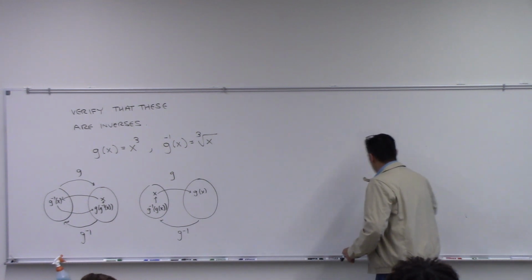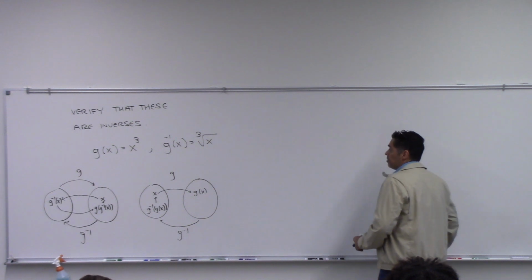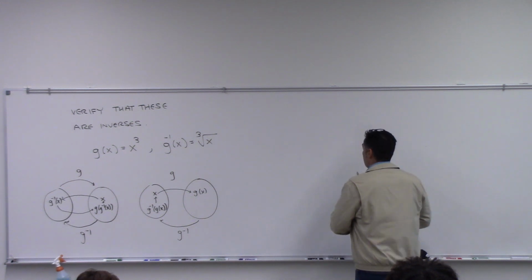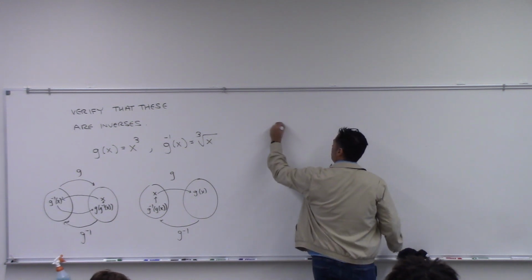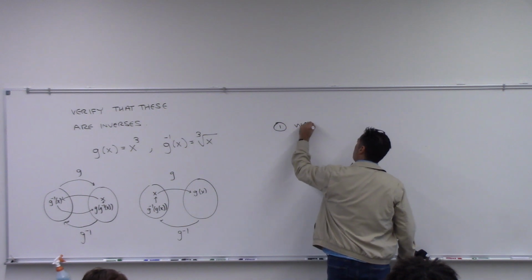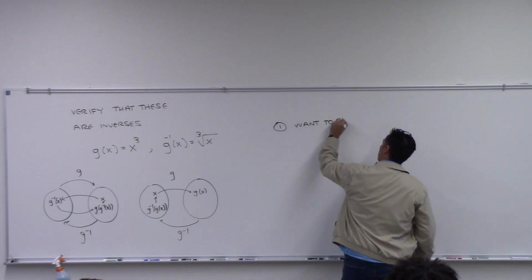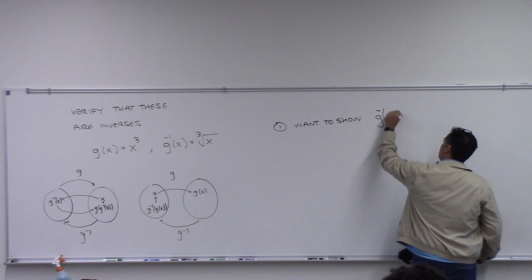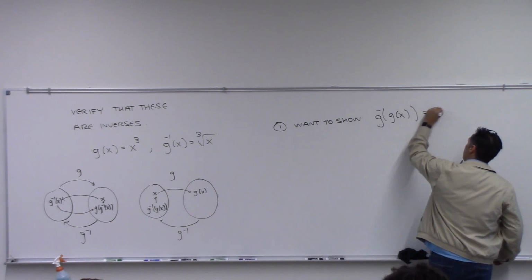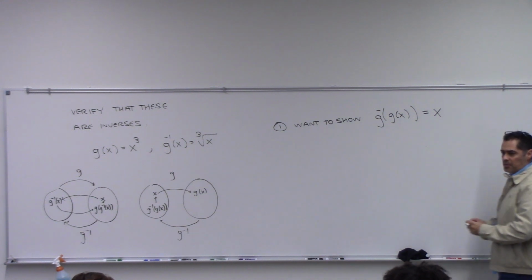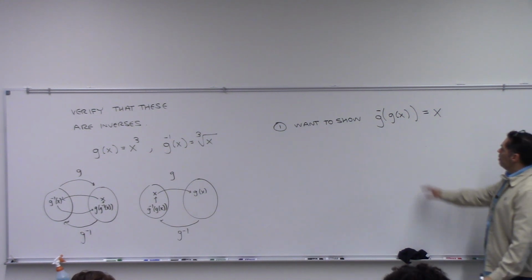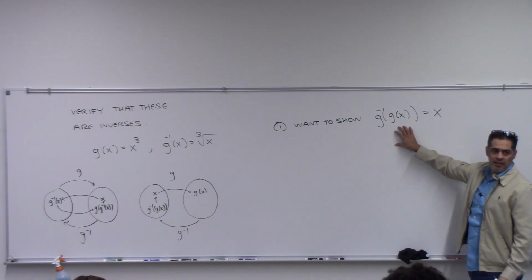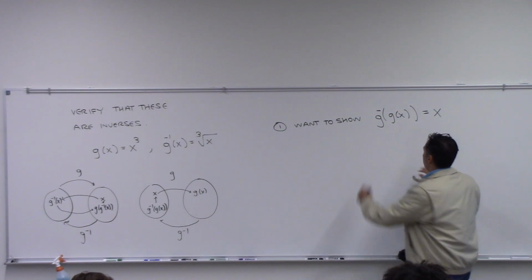So to verify that these are truly inverses, here's the first thing I have to show. I want to show that g inverse of g of x must equal x. That's what I need to show. So this we learned to do last class, right? Oh, I forgot the little -1 there.